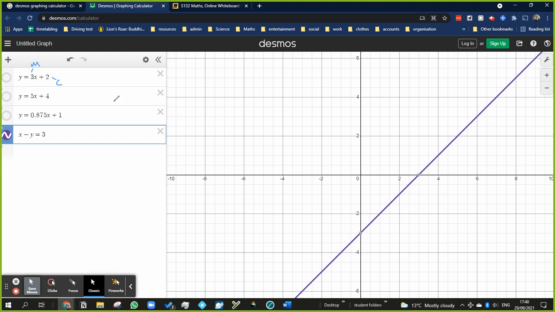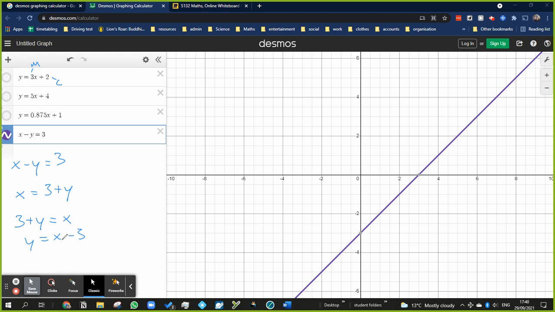we need to rearrange the equation first. So if x minus y is equal to 3, then what we're going to do is add y to both sides. So we have x is equal to 3 plus y. And then we're going to flip it around, so 3 plus y is equal to x. And then we're going to take away 3. So y is equal to x minus 3.